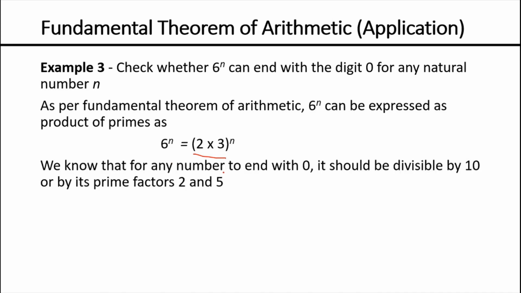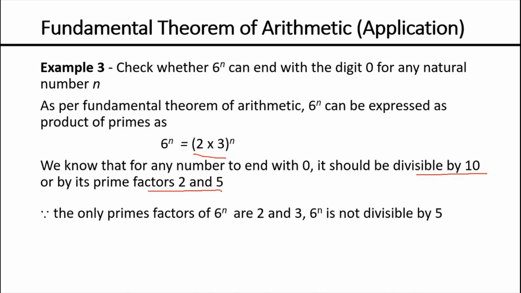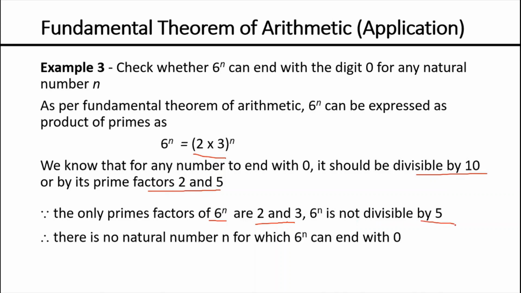We know that for any number to end with 0, it should be divisible by 10. The numbers which are divisible by 10, or which end with 0, are 10, 20, 30, 40, and we know that all these numbers are divisible by 10. And in case any number is divisible by 10, it should be divisible by its prime factors 2 and 5. Since the only prime factors of 6 to the power n are 2 and 3, therefore 6 to the power n is not divisible by 5. Therefore, there is no natural number n for which 6 to the power n can end with 0.